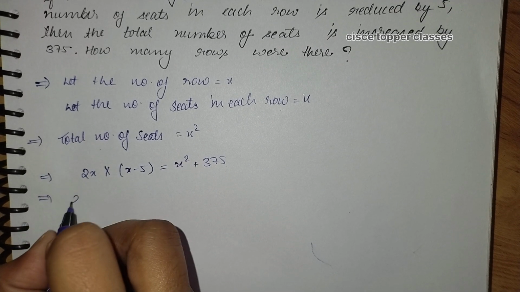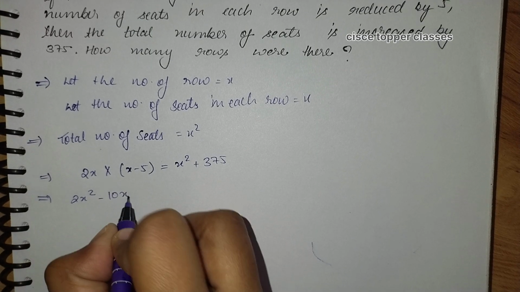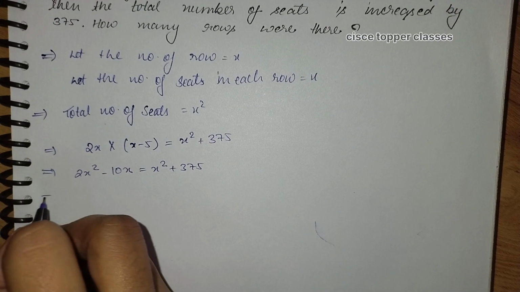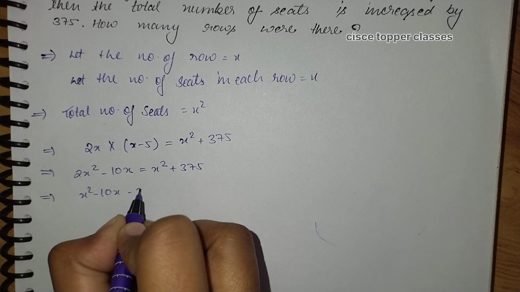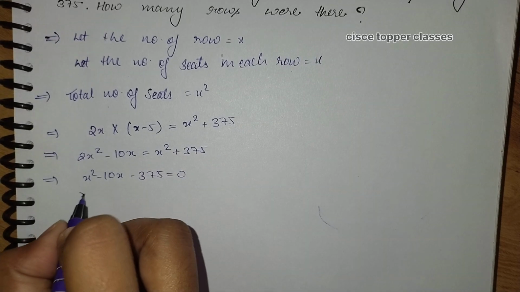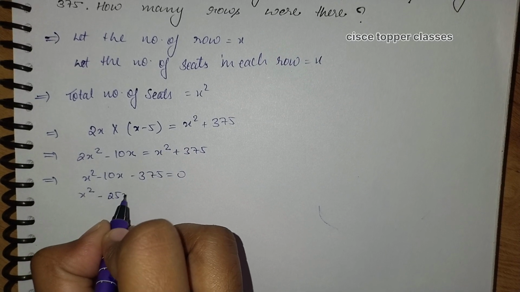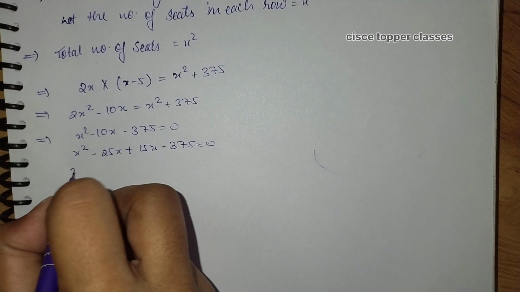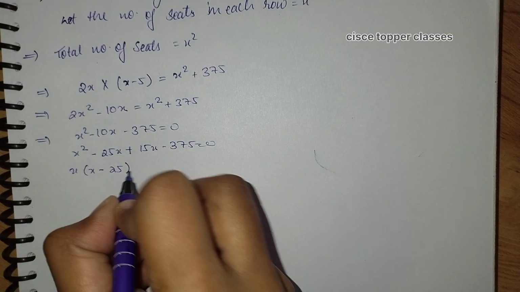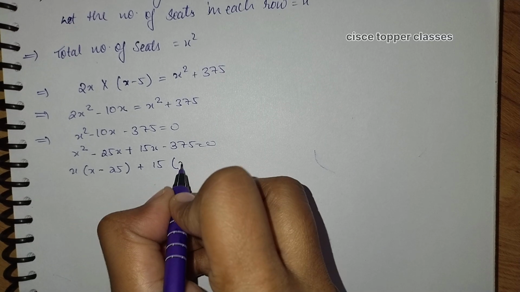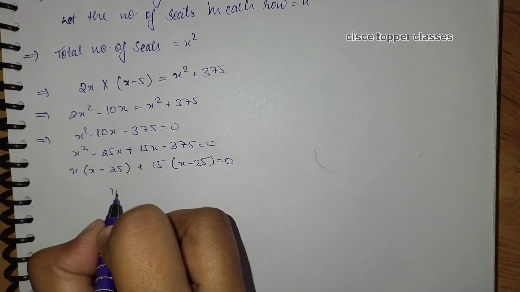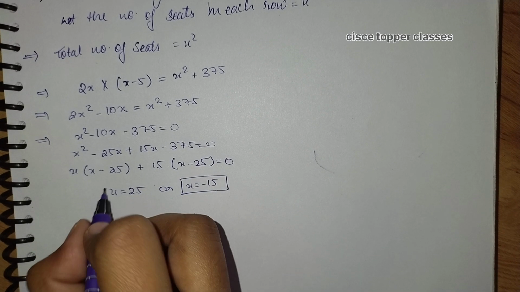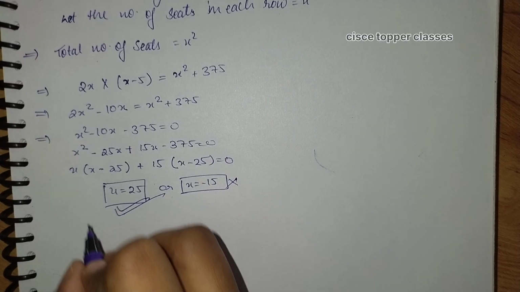So on multiplying it will become 2x square minus 10x equal to x square plus 375, and on solving we will get x square minus 10x minus 375 equal to 0, as x square minus 25x plus 15x minus 375 equal to 0. Taking x as common, x minus 25, plus 15 as common, again x minus 25. So x is equal to 25 from here, or x is equal to minus 15. Negative value of x is not suitable, hence we will take x is equal to 25 as the final answer.